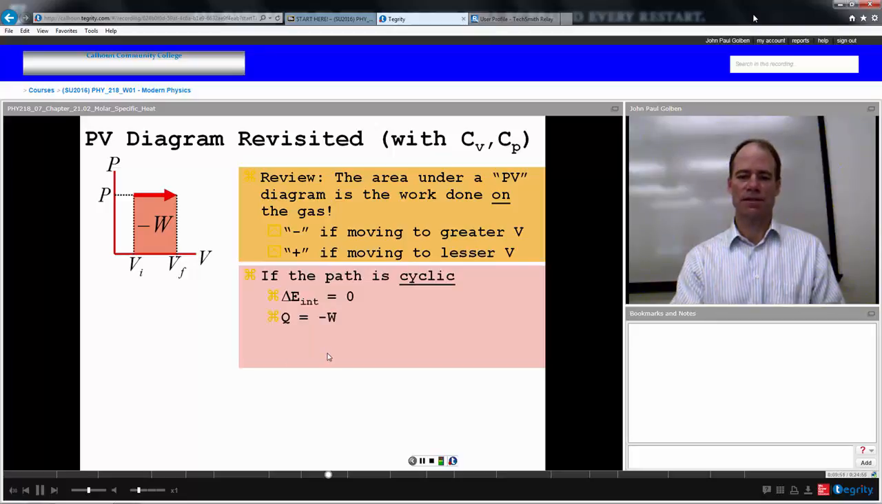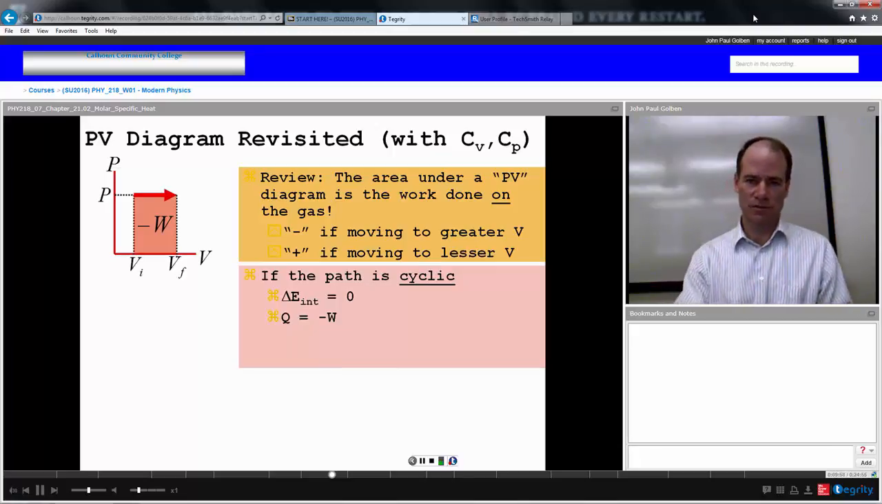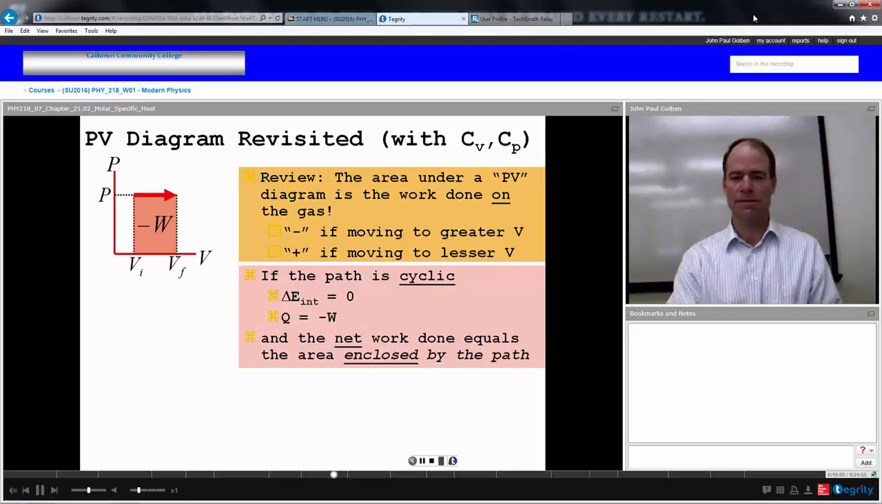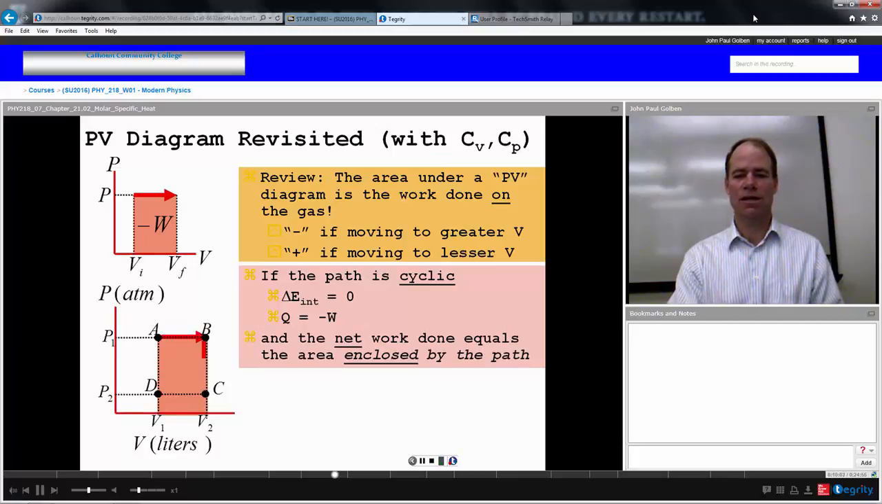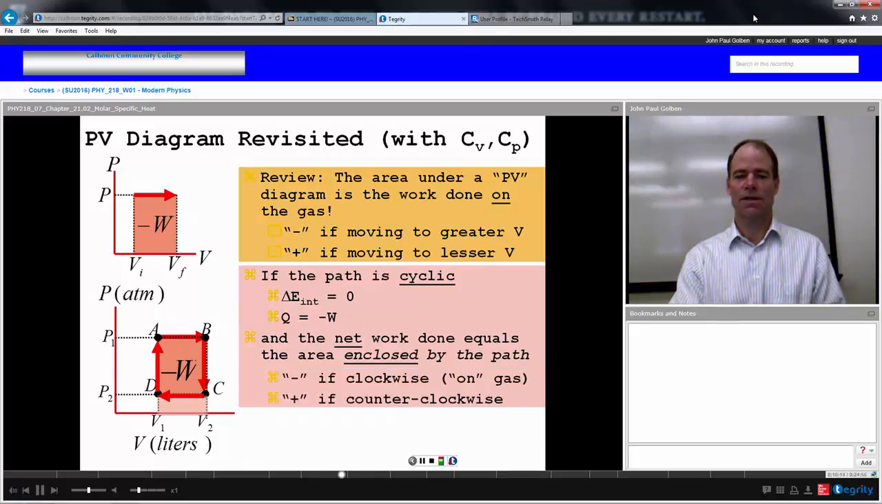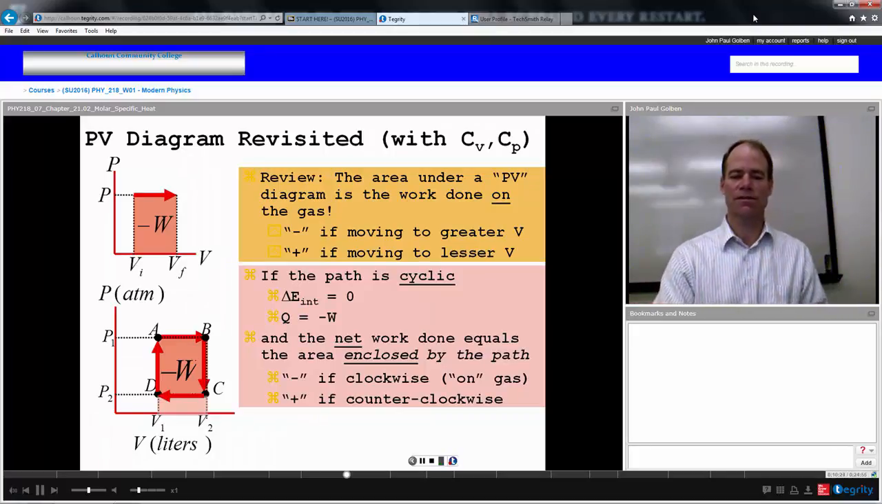If the path is cyclic, the change in internal energy would be 0. The heat added would be equal to the negative work done according to the first law of thermodynamics. And the net work done as we go clockwise on this path will be the negative of the area enclosed by the cyclic path. And the heat added will be the positive of that area if we're going clockwise. And then everything will be reversed if we go counterclockwise.